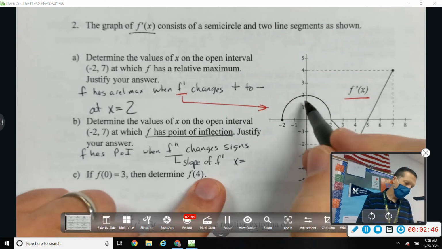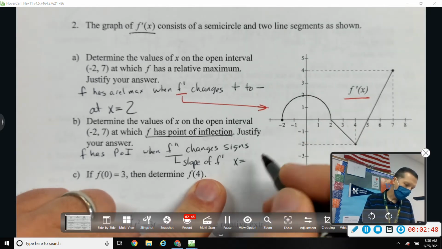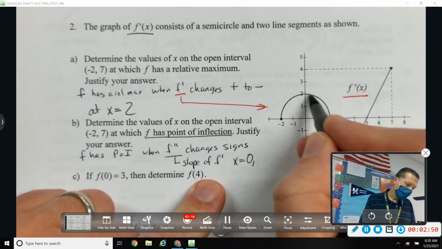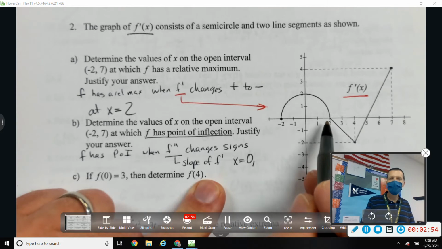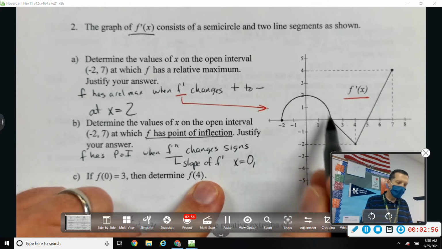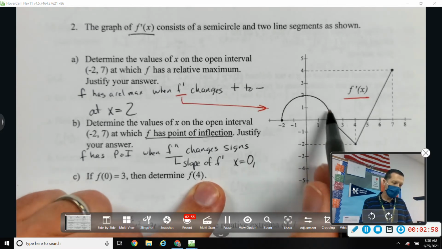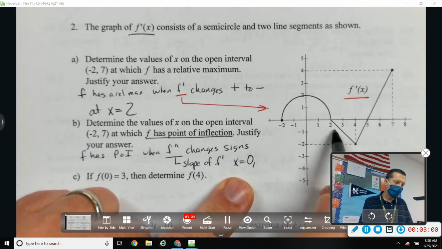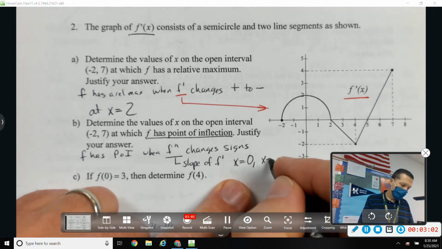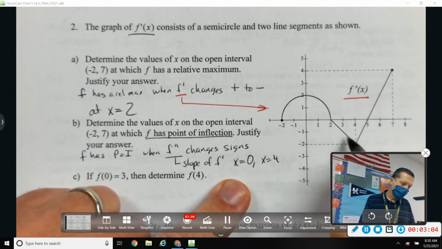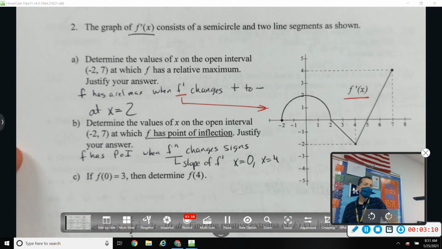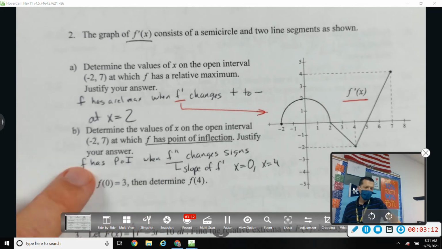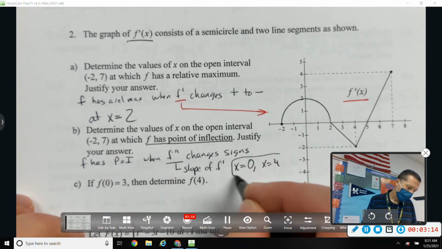So when f prime changes from increasing to decreasing, that would be at x equals 0. Not at x equals 2. Something weird's going on at x equals 2, but it stays decreasing, so that's not a point of inflection. At x equals 4, we change from decreasing to increasing. F prime changes decreasing to increasing, so f double prime changes signs, which means there's a point of inflection.